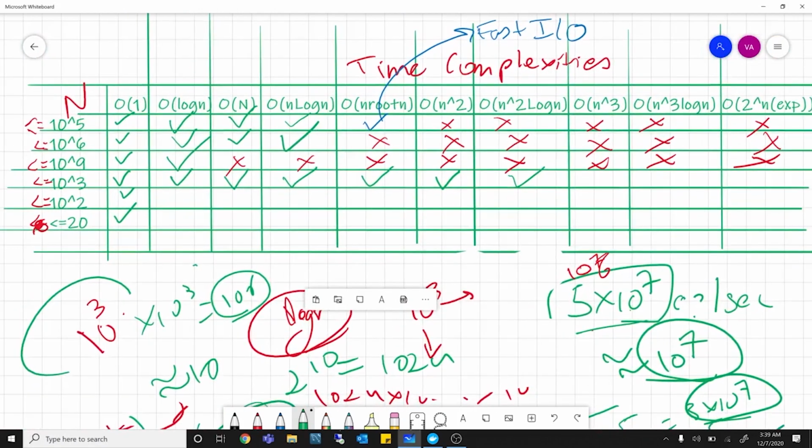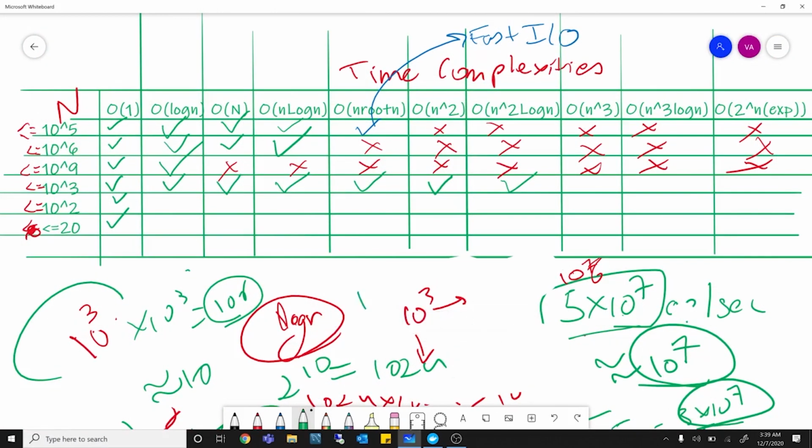What about n cube? So the cube of 10 to the power 3 is 10 to the power 9, which is greater than 10 to the power 7, and hence invalid. And by the law of induction, if n cube is invalid, n cube log n and exponent is also invalid.